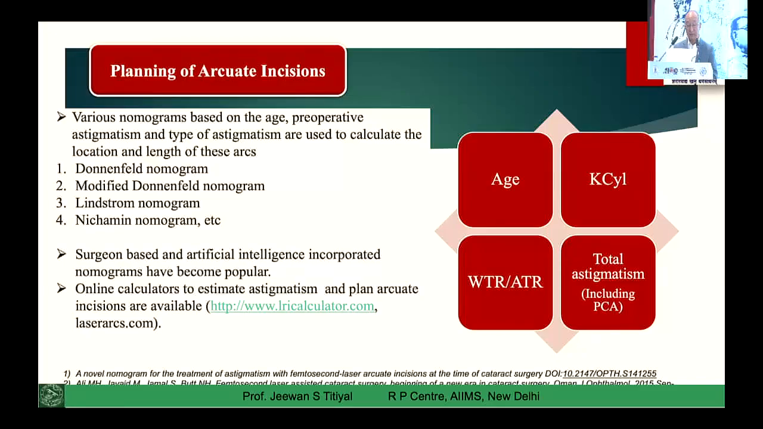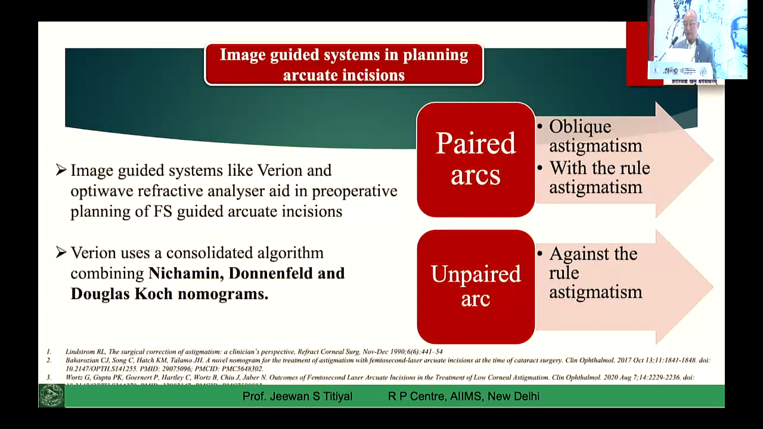You can use various nomograms to calculate the amount of arcuate keratotomy done in these patients. That will depend on the age of the patient, cylinder, with the rule, against the rule, or you can take into consideration posterior corneal astigmatism also. So you can always go through the online calculator. But most importantly nowadays, people use the modified Donnenfeld nomogram for creating the arcuate incision also.